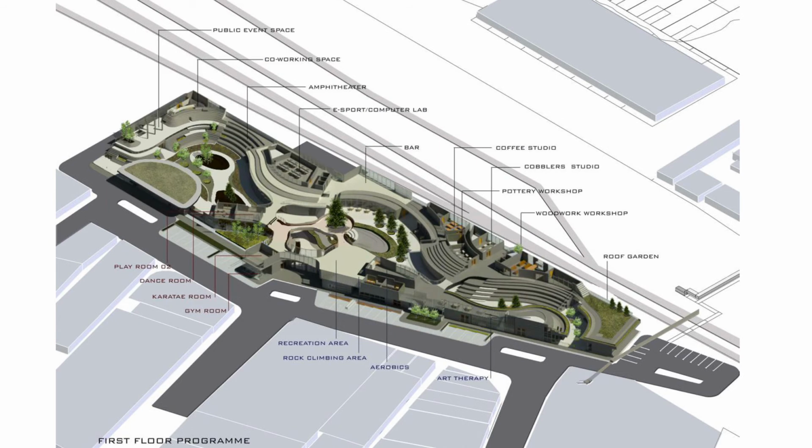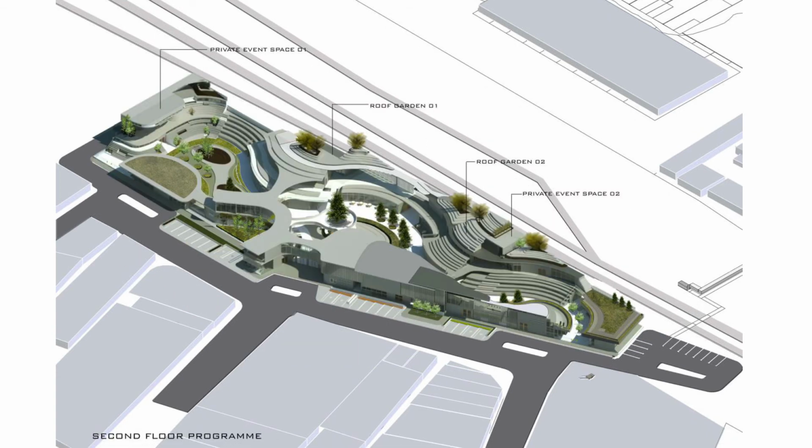This one is the program that happening in the first floor. The building that near the railway track is basically the intergeneration program, such as pottery workshop, woodwork workshop, coffee studio, clover studio, and also some computer lab. And the second floor is basically about the event space and also the roof garden.